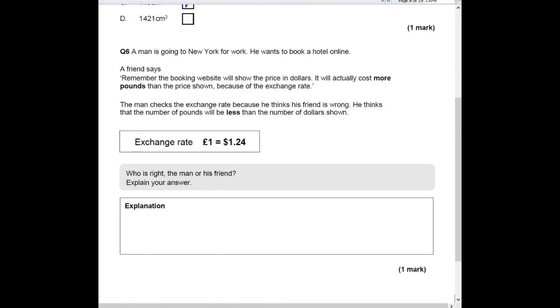Question 6. A man is going to New York for work. He wants to book a hotel online. A friend says, remember the booking website will show the price in dollars. It will actually cost more pounds than the price shown because of the exchange rate. The man checks the exchange rate because he thinks his friend is wrong. He thinks that the number of pounds will be less than the number of dollars shown. The exchange rate given to us in the box is £1 is $1.24. Who is right, the man or his friend, and explain your answer?